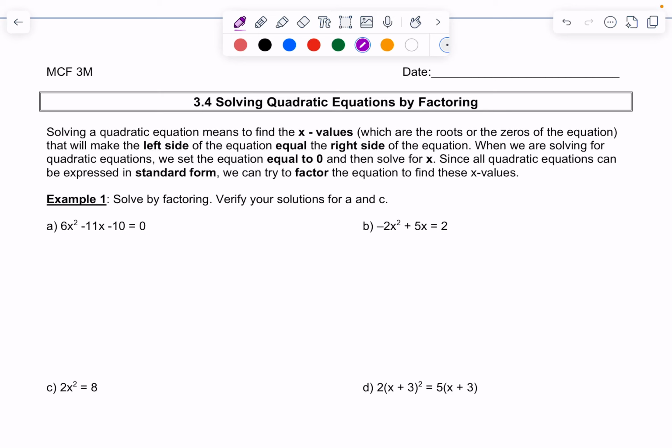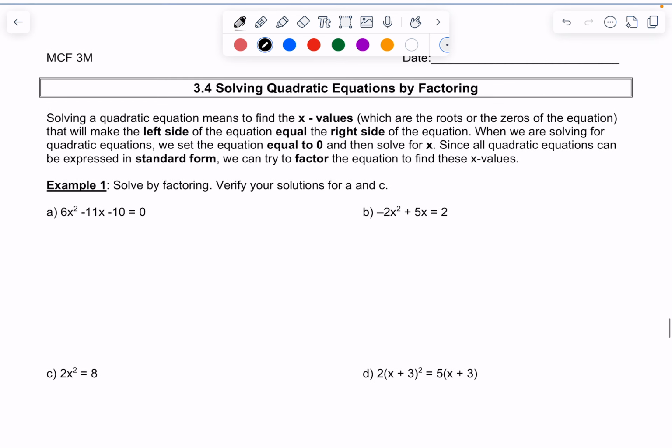Okay, so today's lesson 3.4 is about solving quadratic equations by factoring. To be honest, we've already been doing a lot of this. If you think about the concepts we've already covered, really, we've always been finding our x-intercepts, those points where it intercepts the x-axis. Those are your solutions. That is you solving a quadratic equation.